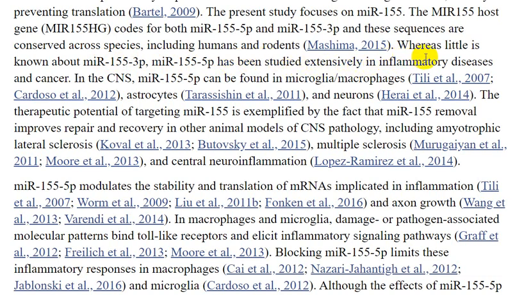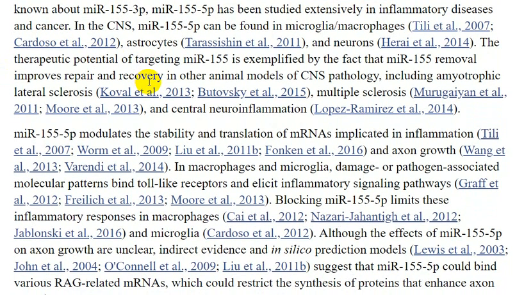miR-155 has been studied extensively in inflammatory disease and cancer. In the CNS, it can be found in microglia, macrophages, astrocytes, and neurons, and the therapeutic potential of targeting the miR is exemplified by the fact that miR removal improves repair and recovery in other animal models of CNS pathology, including amyotrophic lateral sclerosis, multiple sclerosis, and central nervous system inflammation.